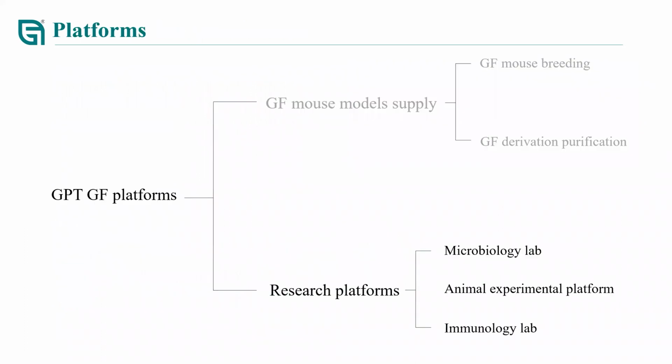So let me summarize a bit. Our germ-free mouse supply platform consists of, first, different germ-free mice strains and cells, and second, aseptic purification. This is our first platform.